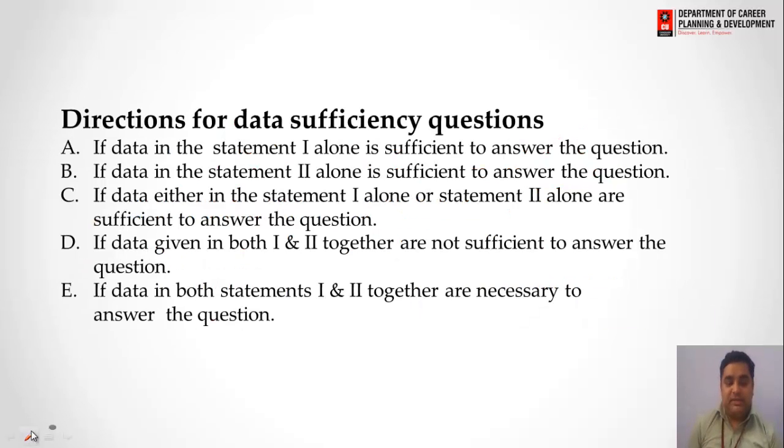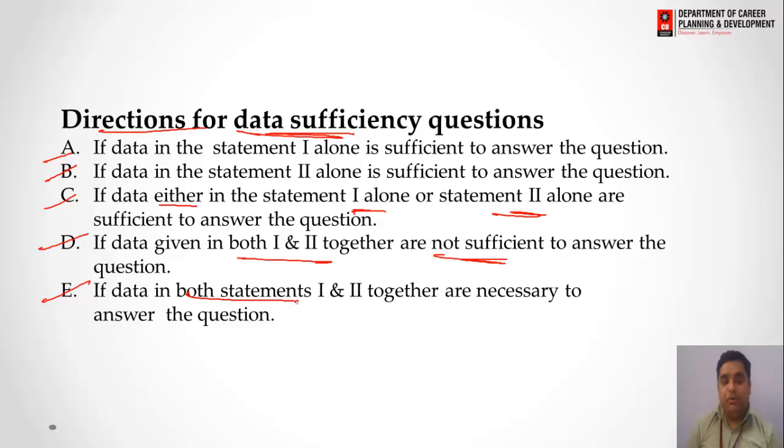Now here we have the second aspect of this topic, where we are using the data sufficiency concept for reasoning questions. The directions are: option A is right if statement 1 alone is sufficient to answer the question. B is right if statement 2 alone is sufficient. Option C is where either statement 1 alone or statement 2 alone is sufficient. Option D is if both statements 1 and 2 together are not sufficient to answer the question, and the answer is option E if both statements together are necessary to answer the question.